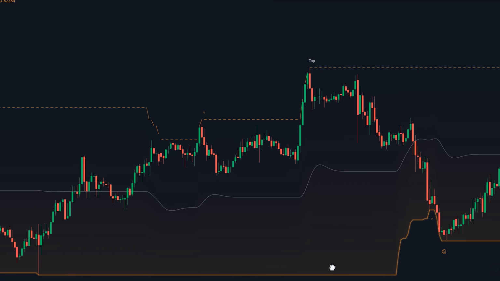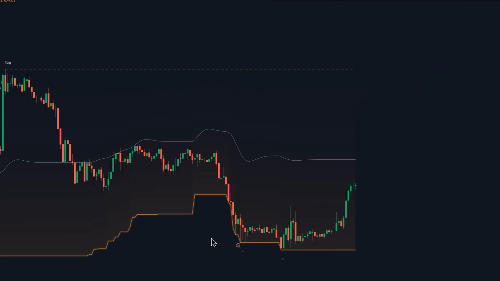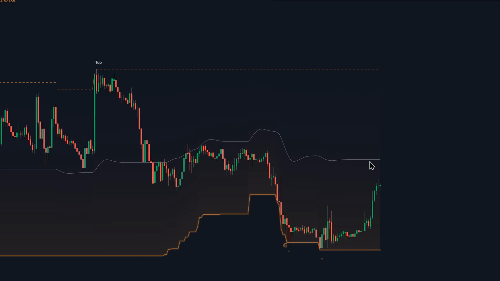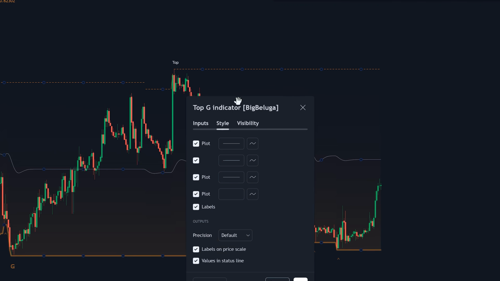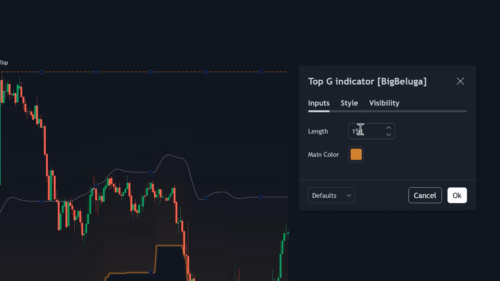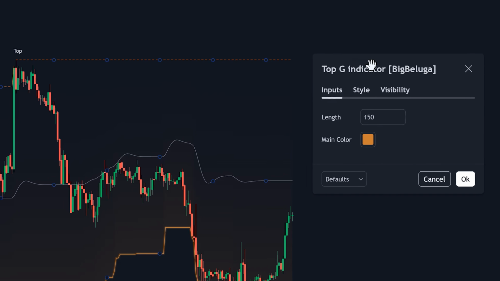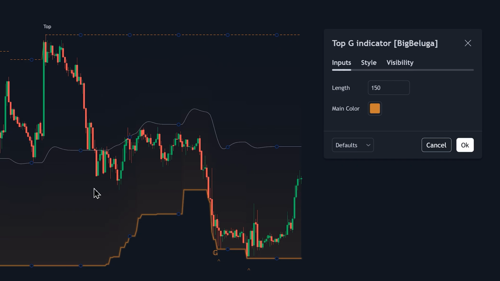Now, how can we use this indicator to trade? Well, I'm going to tell you. But before we do that, let's take a look at the settings of it and see how customizable it can be. On the Inputs tab, we have the length with a default value of 150. This determines the number of bars or periods used to calculate the indicator's range and dynamic bands.